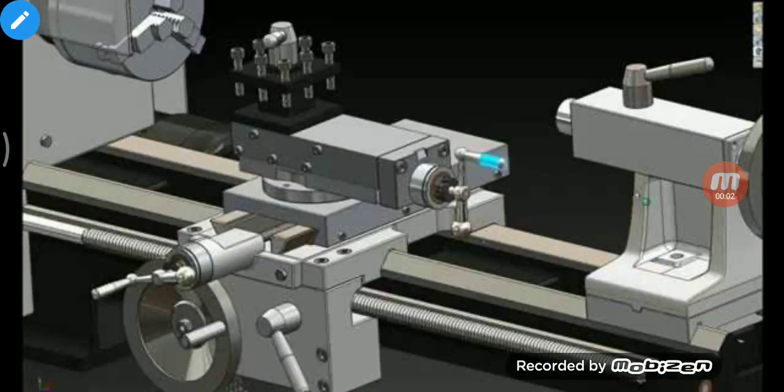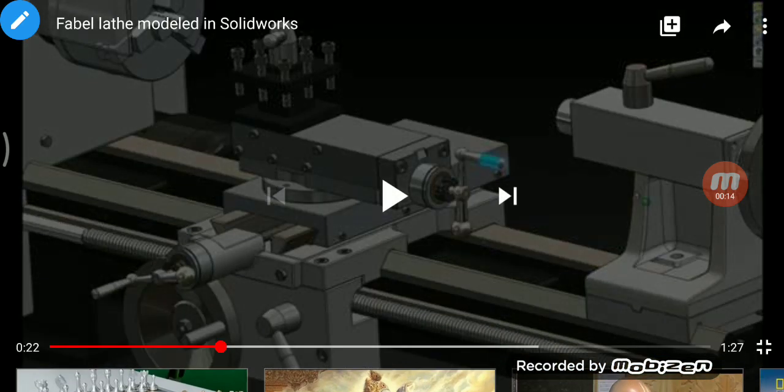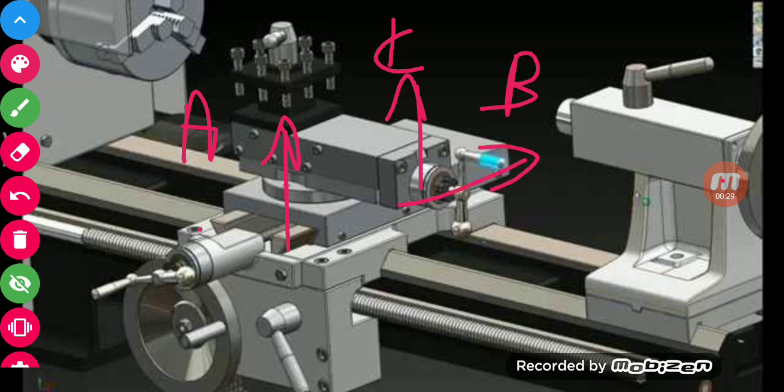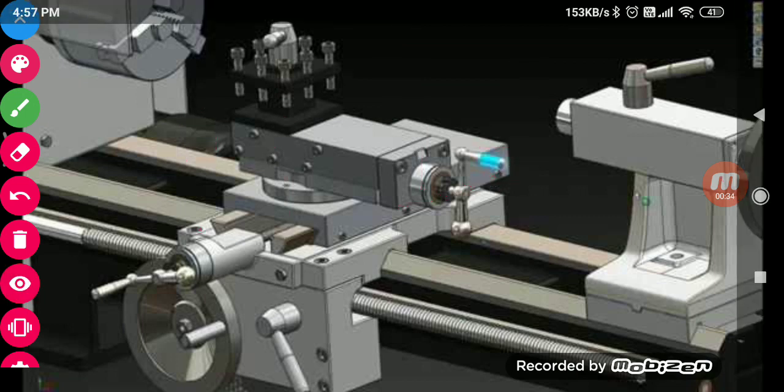Okay, hello friends. So let us continue with our analysis of the flat slide way and find out the reactions. So the forces and reactions are as follows. The reaction here is A. The reaction on this part of the slide way is C, and there is one reaction which is in the horizontal direction, and that is termed as B. Okay, so let us now go to our PowerPoint slides.